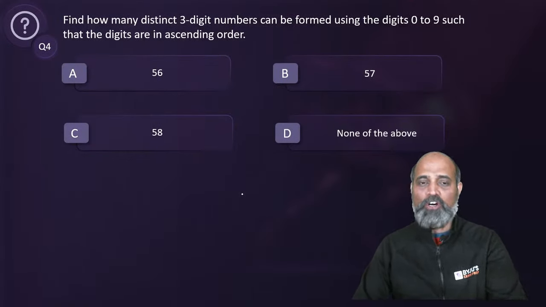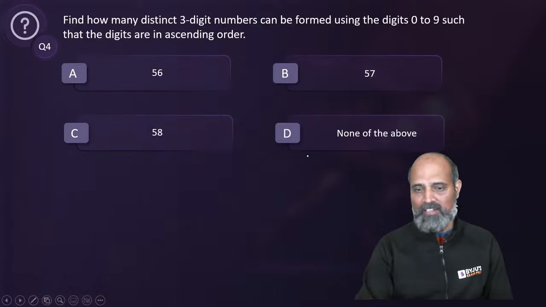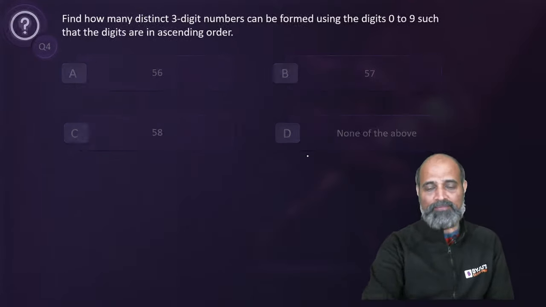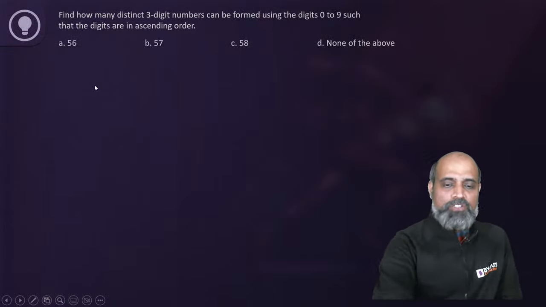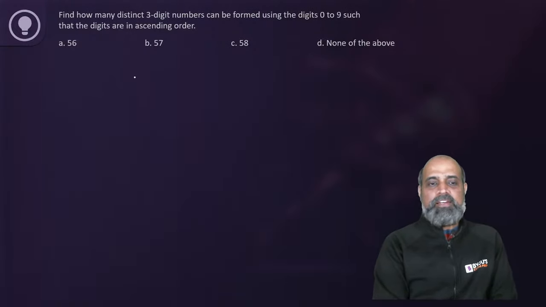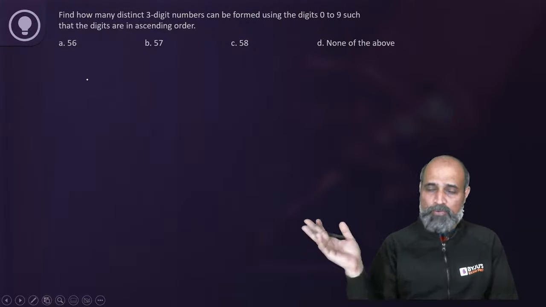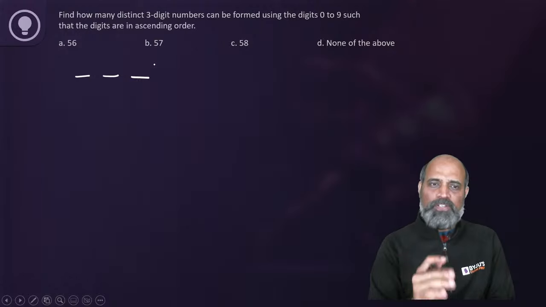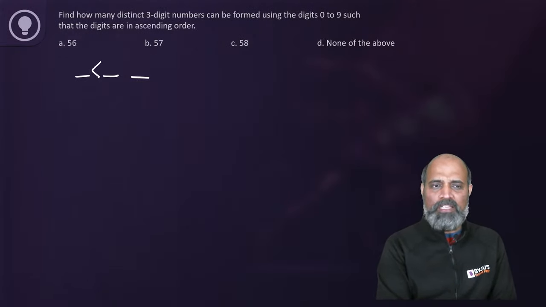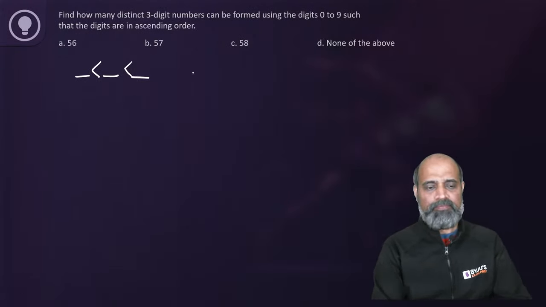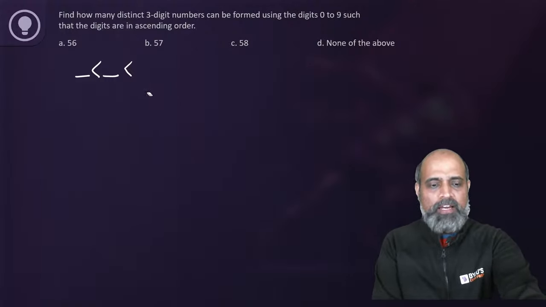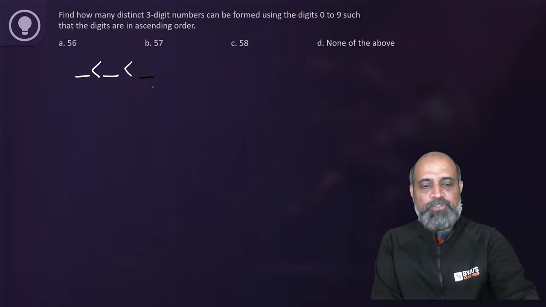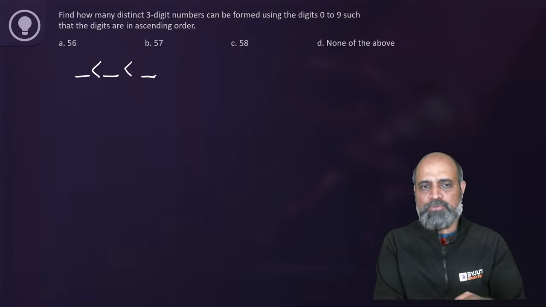Since I have changed the option, of course we know what the answer is going to be. Since it's not mentioned whether it is left to right or right to left, I will assume that this is how I'm going to do it. Since they are in ascending order, it will increase like this. Now from left to right, I'm going to assume this.